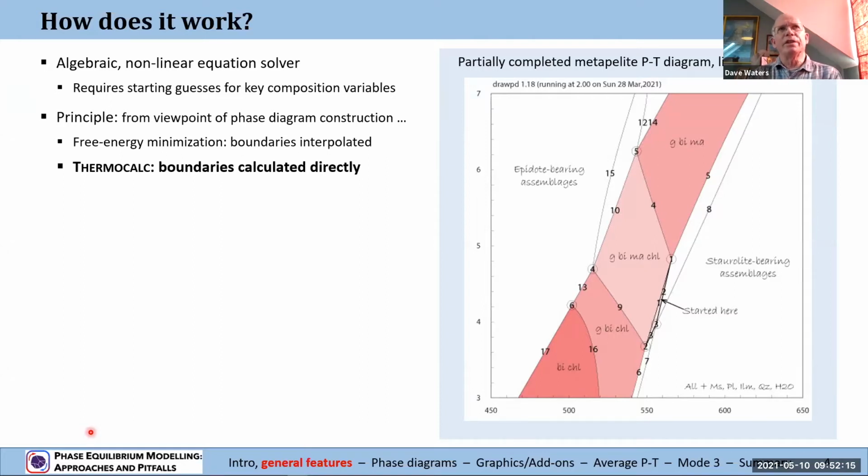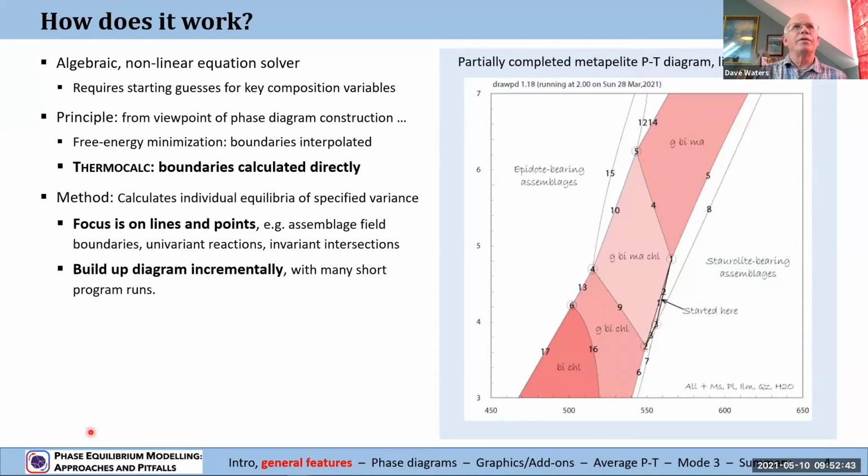It's another important difference in principle. From the point of view of phase diagram construction, if you're using a free energy minimizer, then boundaries of the assemblage fields are going to be interpolated from essentially gridding or otherwise pinning down the boundaries themselves. With Thermocalc, however, the idea is that you calculate these boundaries directly, the equations that are solved for the boundaries. And in terms of the method, therefore, it's calculating individual equilibria of specified variance.